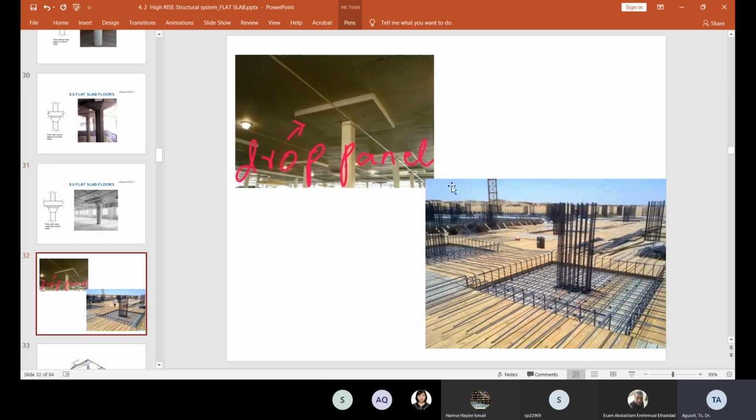And then how to construct? In order to cater for this drop, they also need to have the drop in the formwork, and then they need to have the reinforcement bar at the drop. You can see here this reinforcement bar for the column, and the reinforcement bar for the drop, and then this one is the reinforcement bar for the slab. But this one is not yet finished. They still need to install the rebar for the slab.